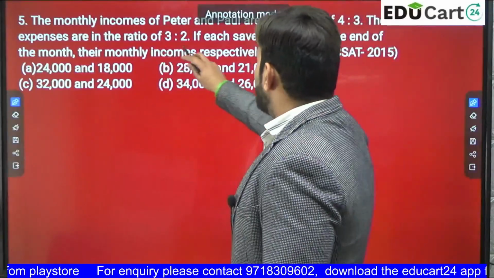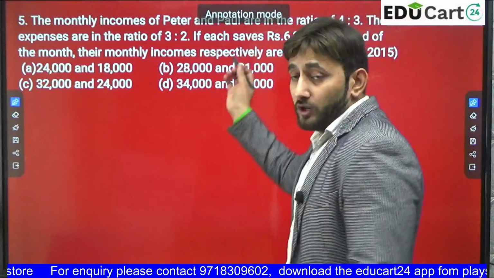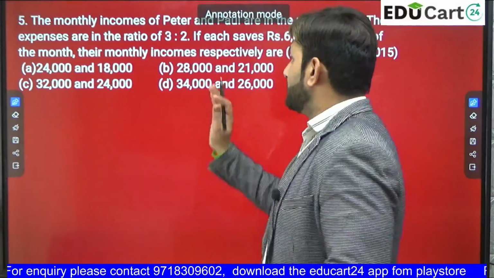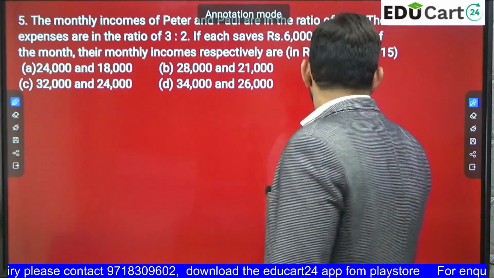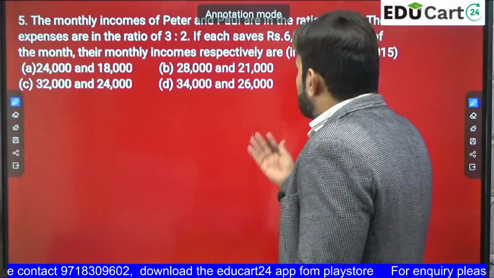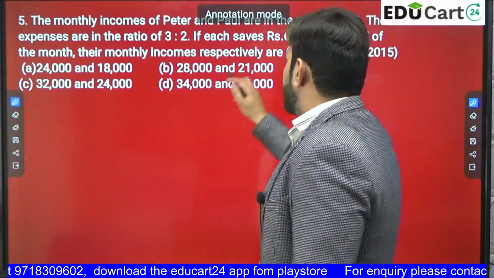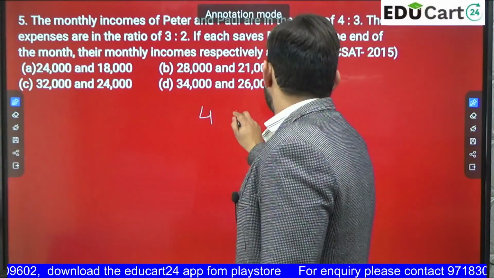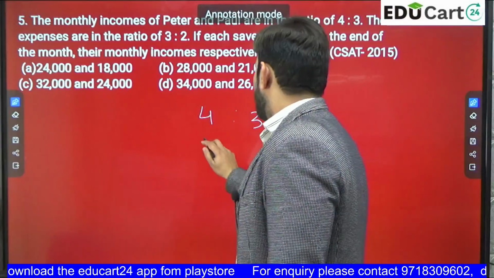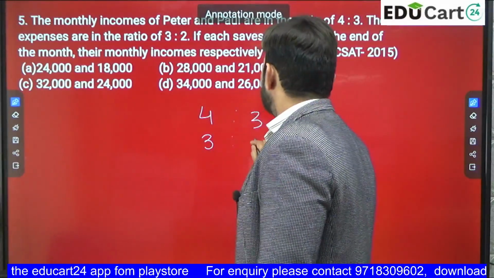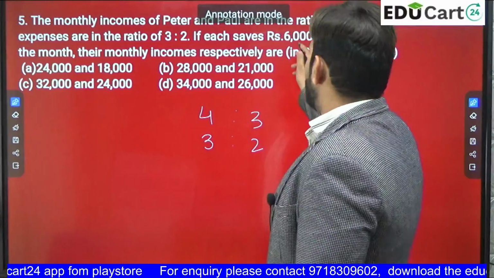The monthly incomes of Peter and Paul, only the names are changed. Earlier there were different names, I changed the names. The ratio is the same, 4:3. Here, 3:2. Now each of them saves 6,000.